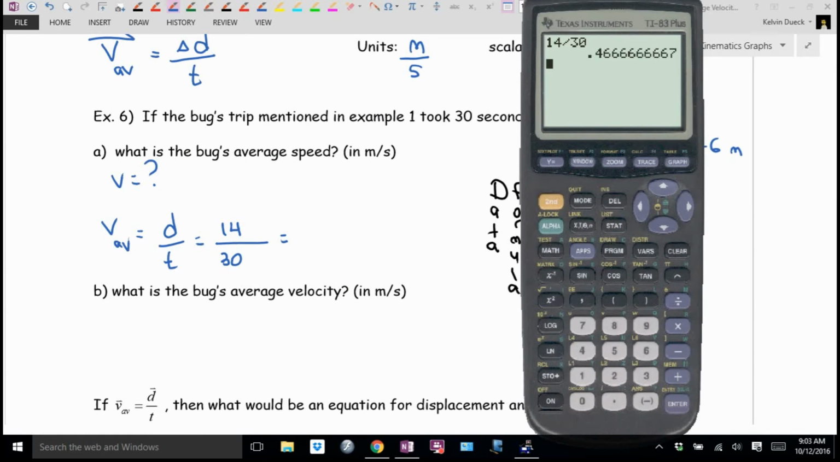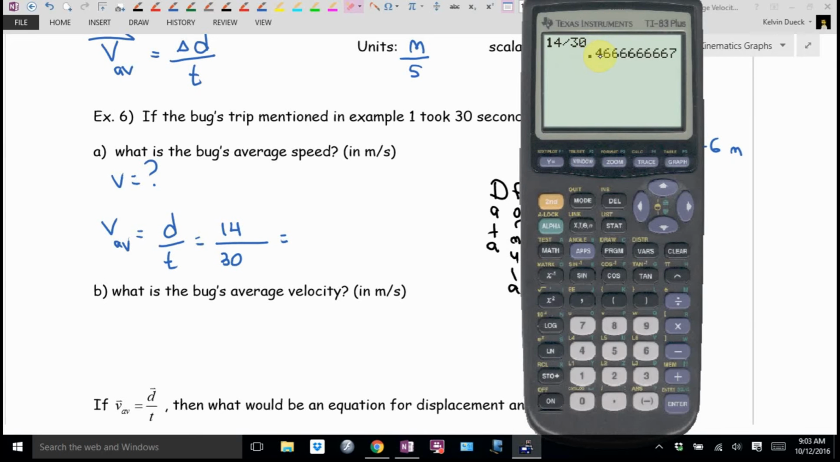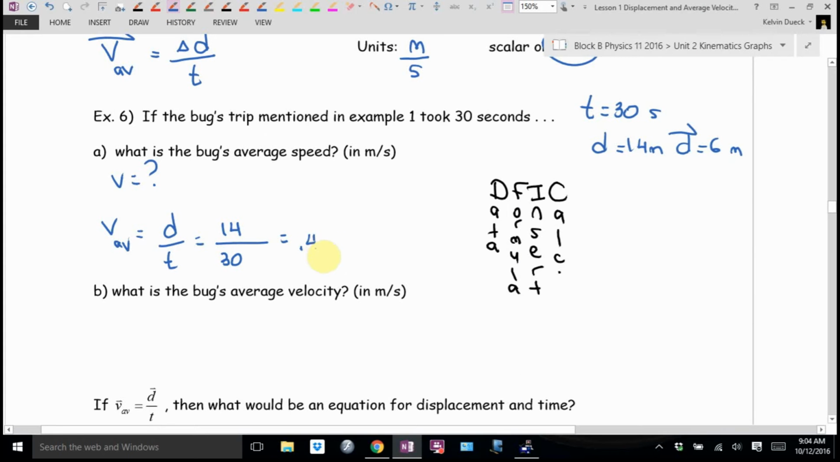14 divided by 30. What's that? Mr. Dirk, how many sig figs? Well, we just finished a unit on sig figs. We're dividing. How many sig figs is 14? 2. How many sig figs is 30? 1. Technically, I should go to 1 sig fig. I'm not. I'm going to go 0.467, just so that you know what we got on our calculator, okay? 0.467 what? Meters per second. Okay. Average speed was 0.467 meters per second.